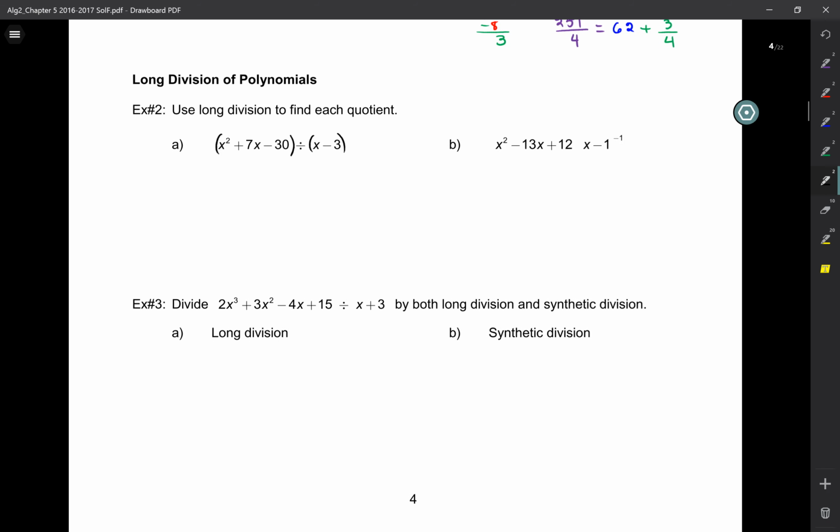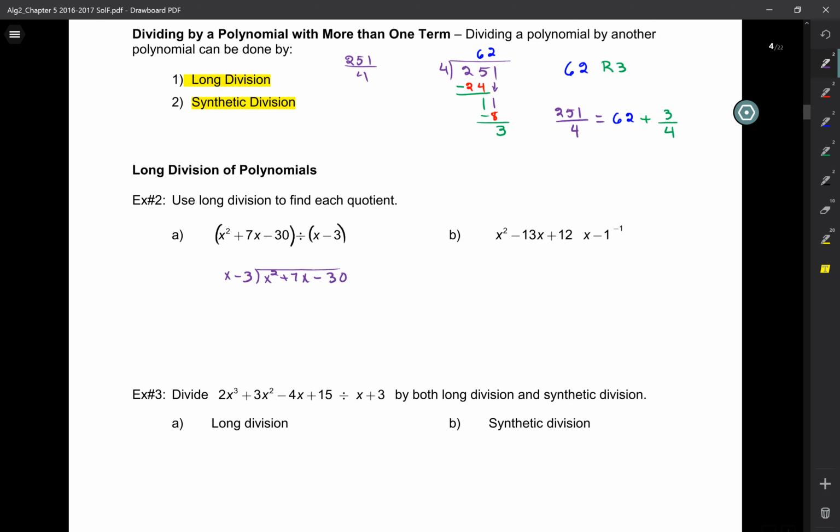So what we're going to do is this. Same way, we're going to put the x minus 3 out here and the x squared plus the 7x minus the 30 in there. Okay, now, the process is very, very similar.